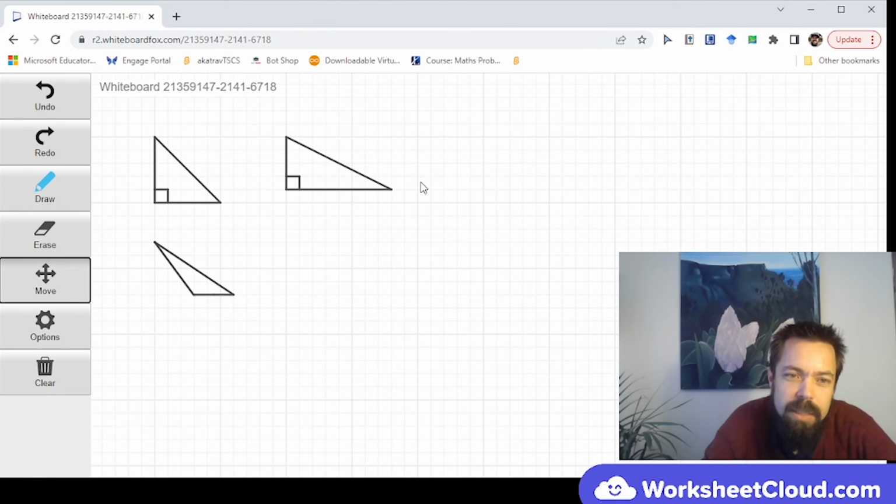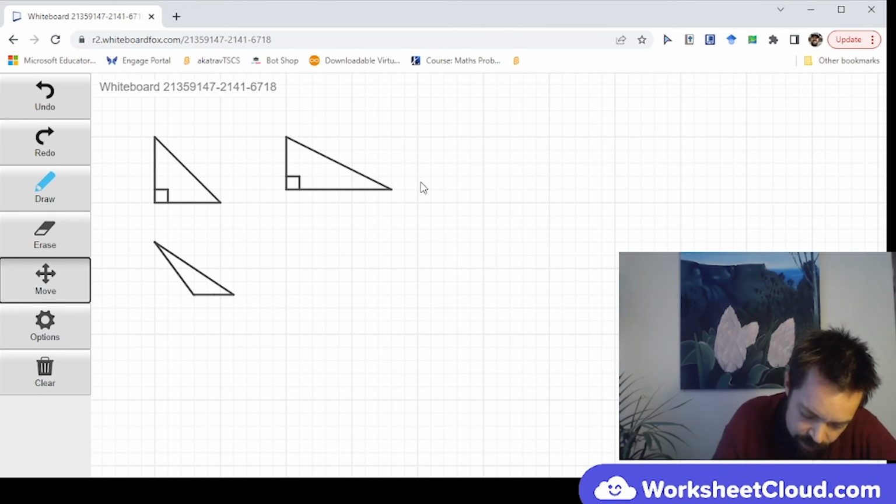How about that one? I doubt you'll be asked one of these in a test, but that is an obtuse scalene. Right, and last one for now of this type.